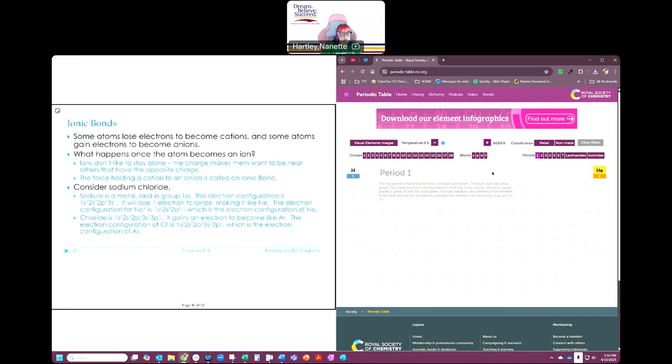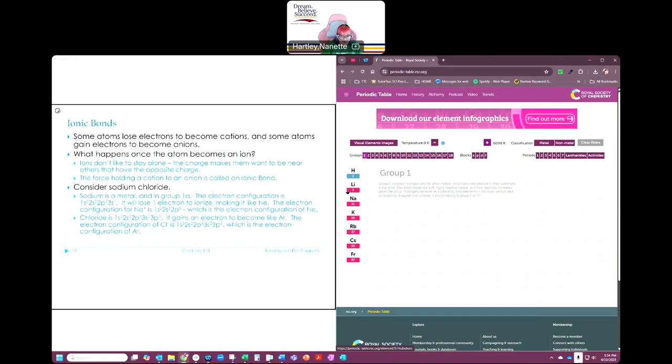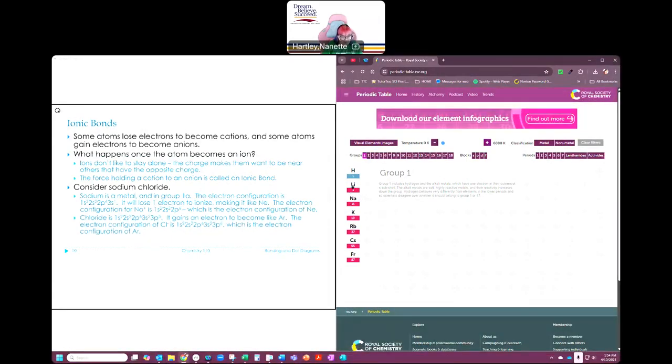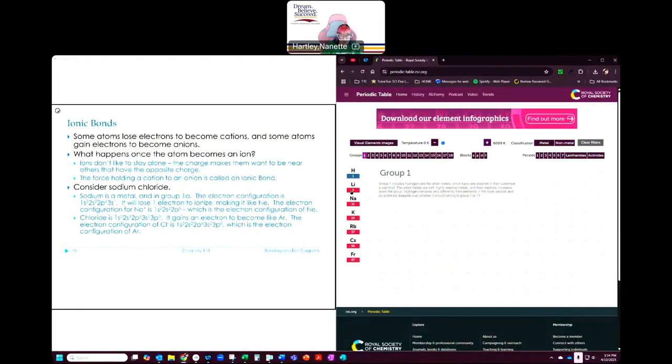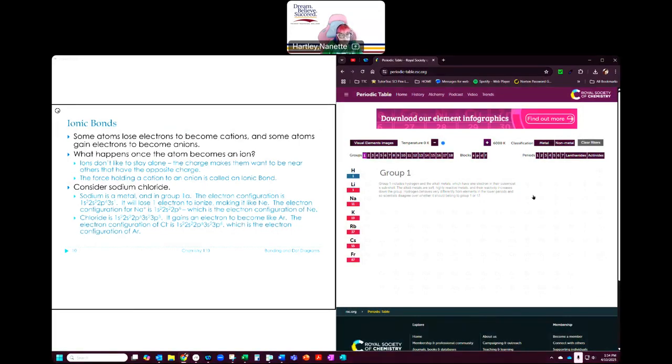So some things are able to lose or gain electrons, like these guys in the first group. We lose 1 electron, most of us, so that we can become like the nearest noble gas. And so we're +1 when we lose 1 electron, and that makes us like the nearest noble gas. Like lithium can lose 1 to be like helium, or sodium can lose 1 to be like neon. Okay, and we have the exact same electron configuration as that nearest noble gas. And so we can then be a charged species.